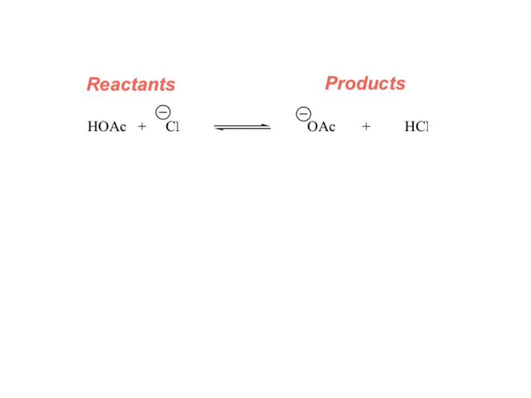So what is an acid? An acid is by definition a proton donor. So in this reaction, the acid on the left side is this species, acetic acid, and Cl- is a base. On the right side, HCl is an acid because it is a proton donor, while the acetate ion is a base.